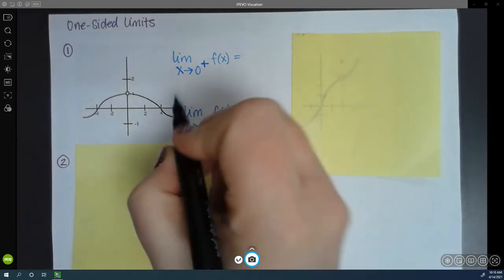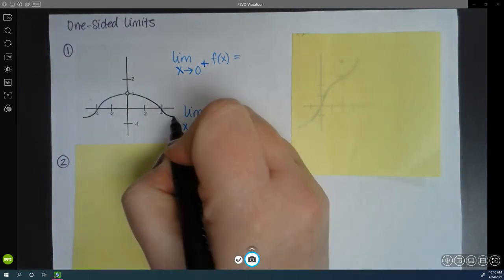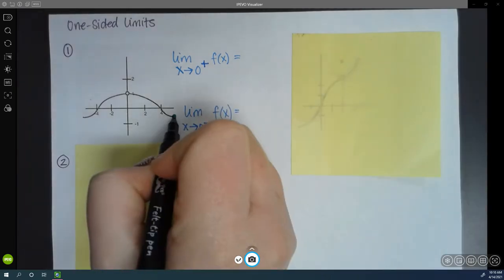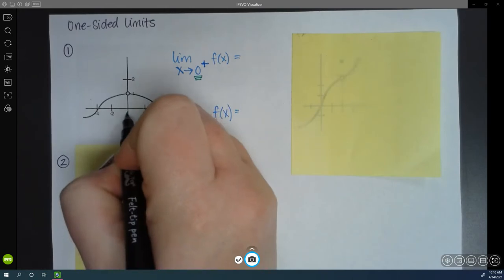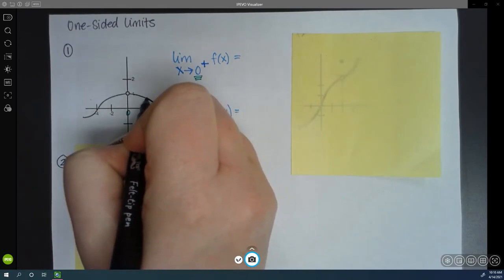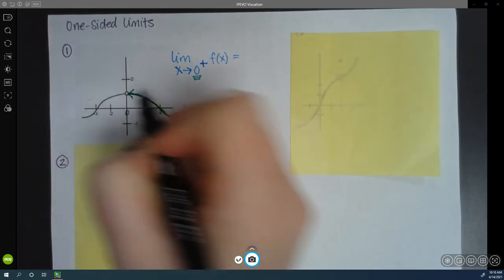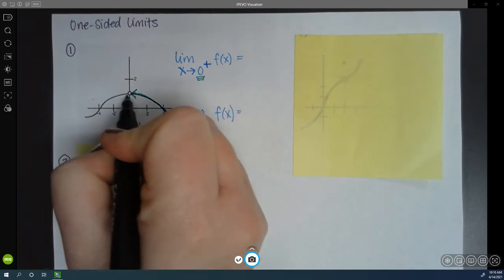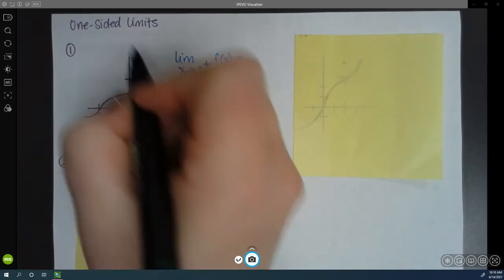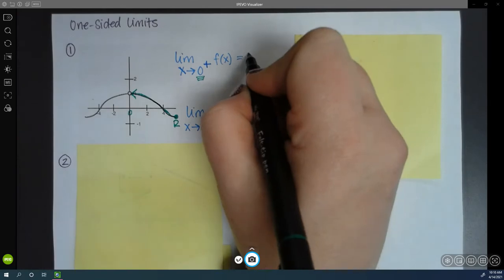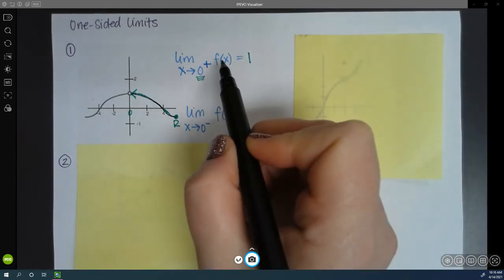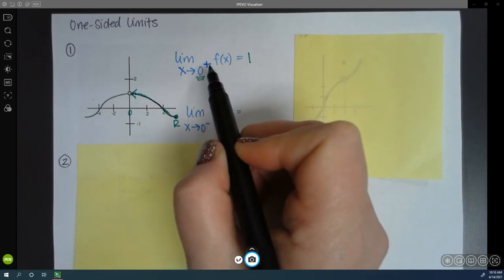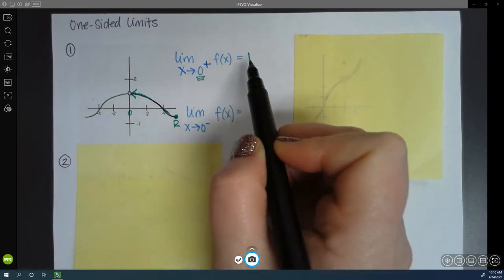So if I look at the function, I'm going to start at the right-hand side, jump onto the function, and I'm going to follow it all the way until I get to 0 on the x-axis. So I'm going to keep going and stop. What I am getting close to is the number 1 on the y-axis. So the answer is 1. The limit of the function as we get closer to 0 from the right is 1.